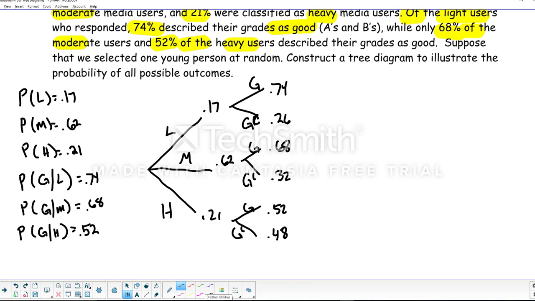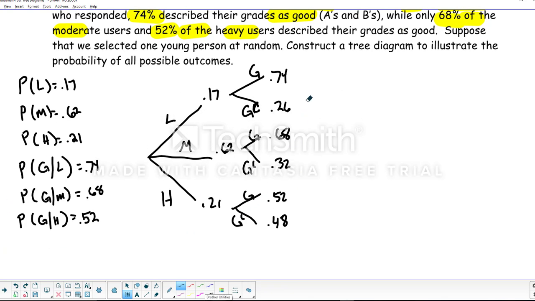Okay, so next thing we want to take a look at is actually answering the question. The question that's on your half sheet here is, what is the probability that somebody gets good grades? Well, we have to look at all the different possible ways in which somebody could have good grades: light media users, moderate, and heavy.